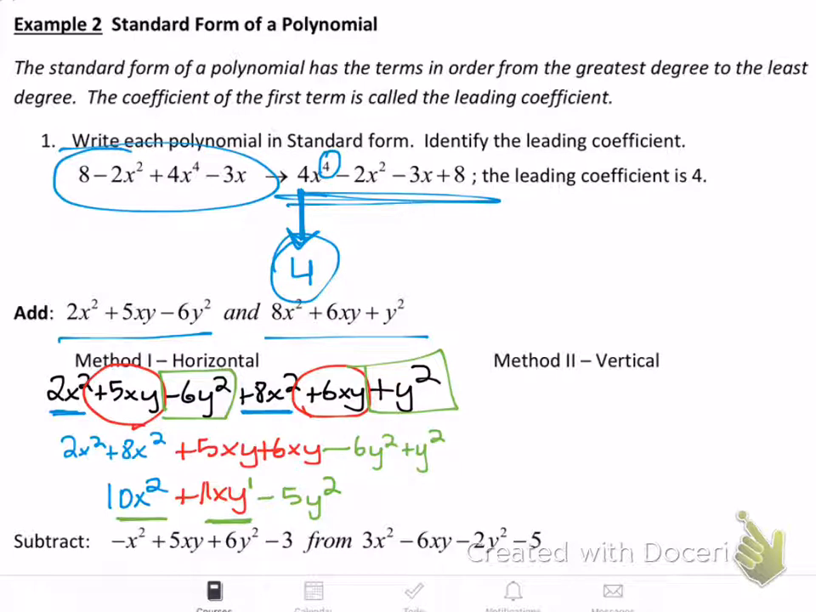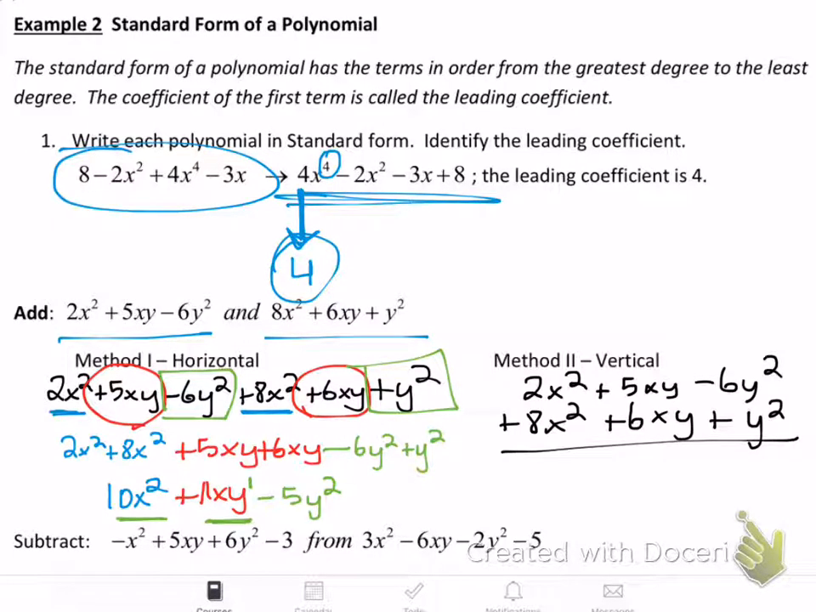Now method 2 is the vertical method. It's very similar to the process of solving systems of equations by elimination. Just make sure that all of your like terms line up with one another, and you'll find that you get the same answer. Whichever one you prefer is completely up to you.